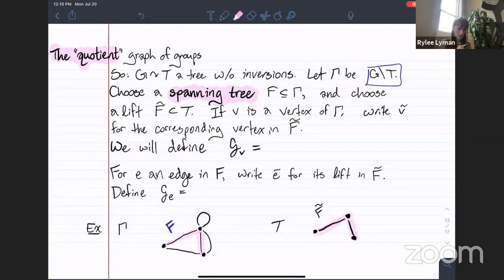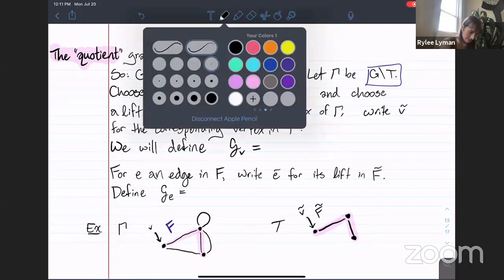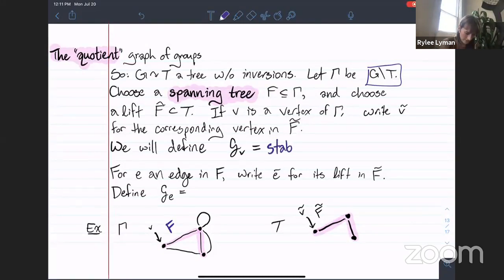Great. Okay, so I'm going to first define my groups on F tilde. So if V is a vertex of gamma, I'll write V tilde for the corresponding vertex in F tilde. And I'm going to define my group associated to V to be the stabilizer of its lift. So if I have an element of G that fixes this vertex V tilde in the tree, remember the tree is probably infinite, I'm only drawing a chunk of it, that will be my group associated to the vertex V. Great. So if I have an edge in F, let's orient it this way, I have a corresponding edge in F tilde, and I can define the group associated to that edge E to be the stabilizer of its lift as well. Great. So this is not so bad.